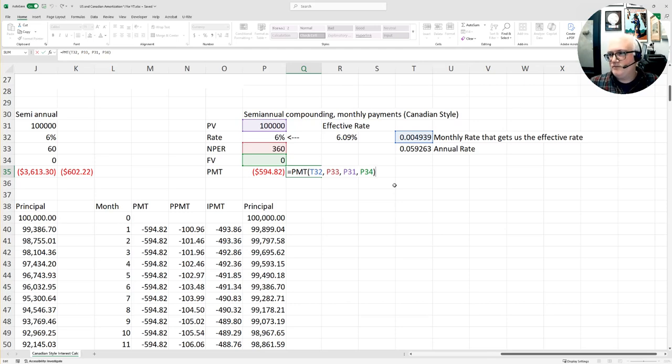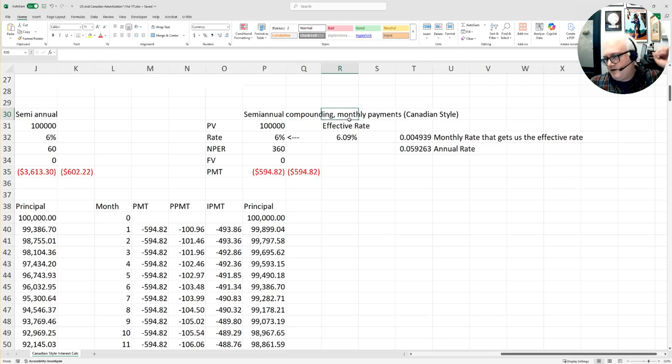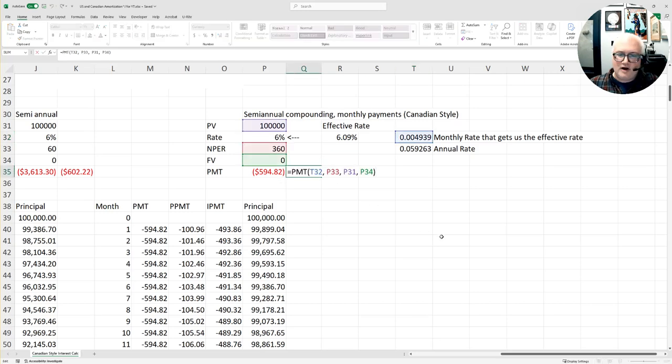This will give us effectively the same result as if we were compounding twice per year. So again, step one, figure out the semi-annual effective rate. Step two, convert that to what that would look like if it were a monthly rate. Step three, use the monthly rate, which is the same as the semi-annual effective rate, to drive the formula, and then either do it shorthand with a PMT function or do it longhand. Frankly, I don't know why you do it longhand. You could just always do it shorthand, but both get to the same place.